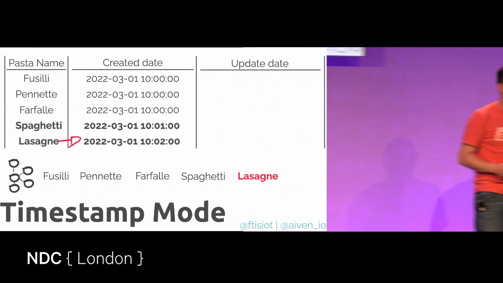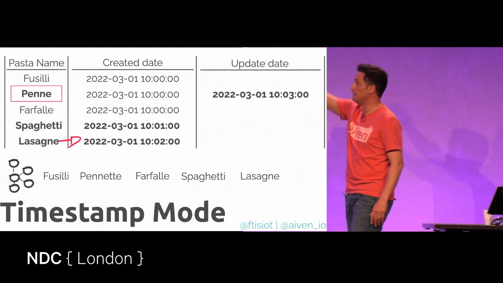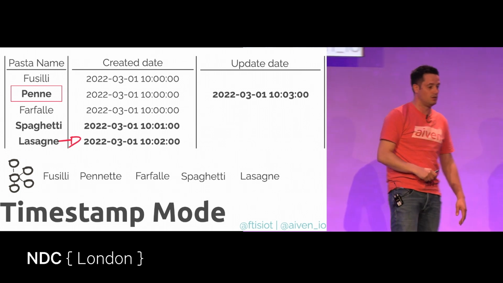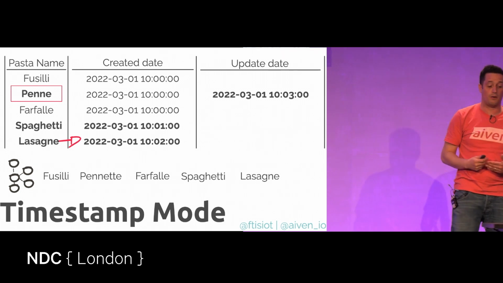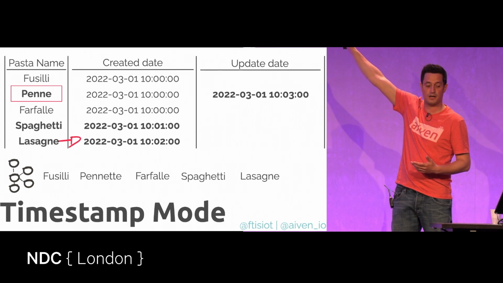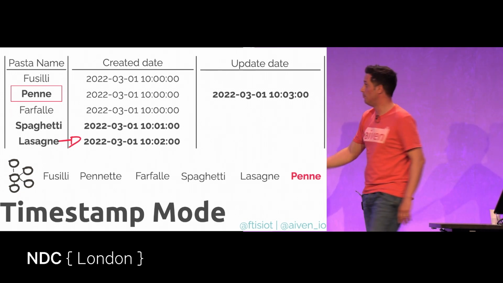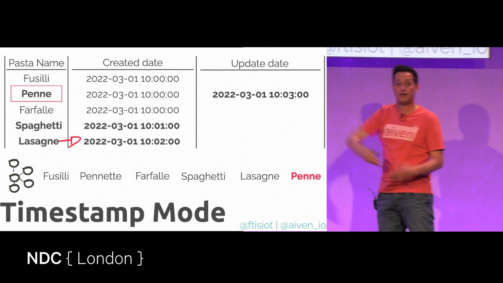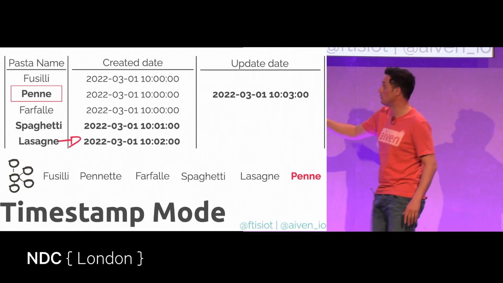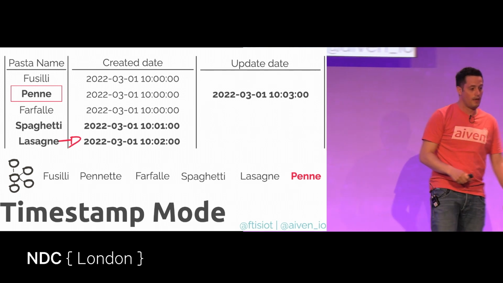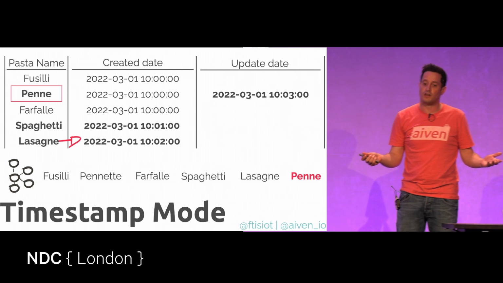And then when there is the update, now pennette is gone. Now we have penne, but we also have an update date, which is 10.03. So our timestamp mode will be able to see, OK, there are some changes here. I can add penne. Just remember that we are dealing with a Kafka topic, which is an append-only and immutable data format. So we are not removing pennette. We are just adding penne at the end of it. And we are able to track the updates.